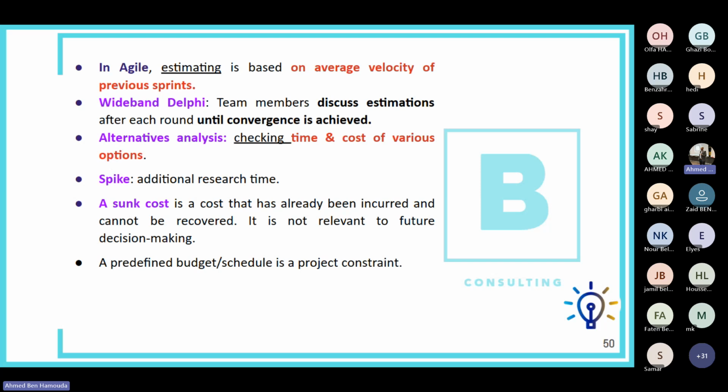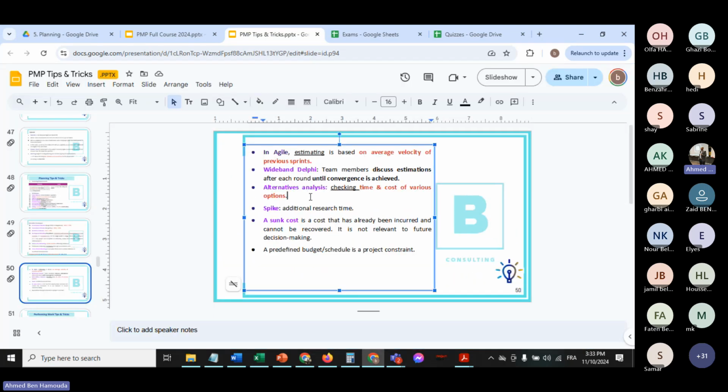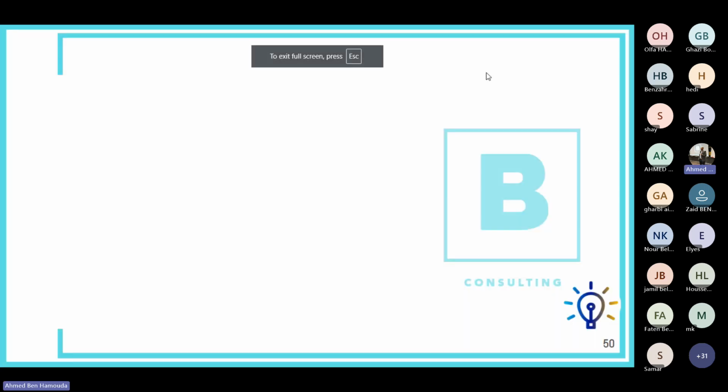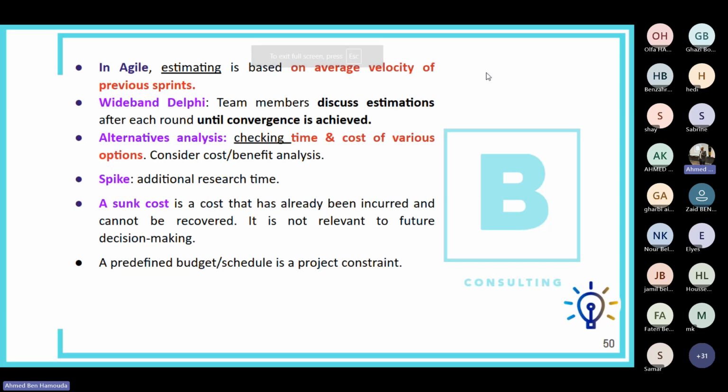Alternative analysis is checking the time and cost of various options to decide which one is the best for the project. And also here, sorry, let me just add something, you might consider cost benefit analysis. So when you are evaluating various alternatives, you might also consider the cost and benefits of each alternative. A spike is usually an additional time used to dig into a solution or have some research time, especially in case of a difficult situation or an issue.